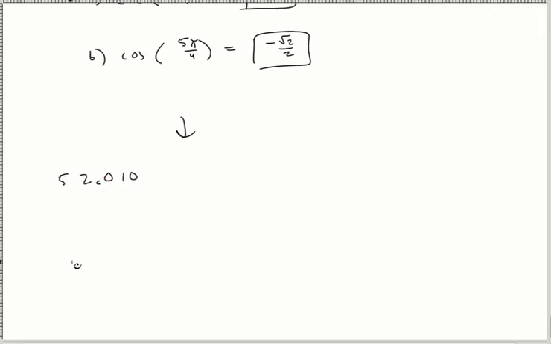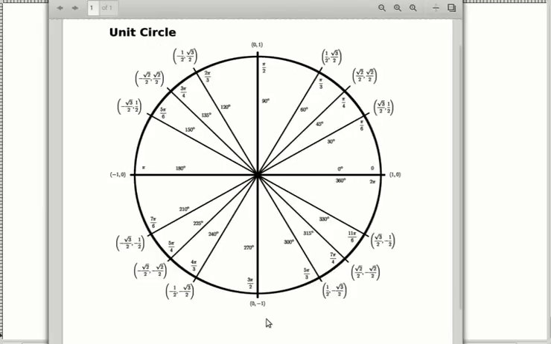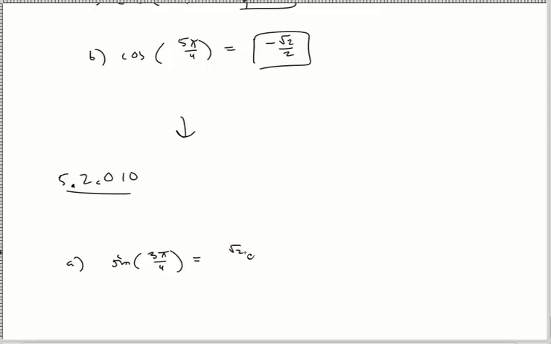52010. So part A, they say find the sine at 3 pi over 4. Remember that the sine is a y value. So I go to 3 pi over 4. Looking at the y value this time, that's a positive square root 2 over 2.